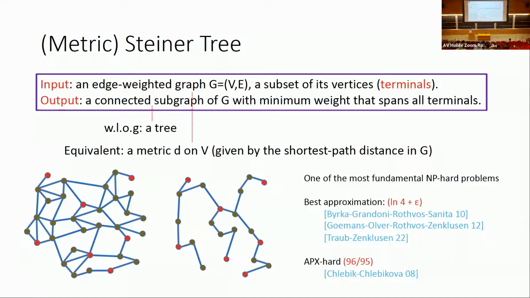It's regarded as one of the most fundamental NP-hard problems, and a lot of work has been dedicated to studying its polynomial time approximability. Up to date, the strongest approximation is slightly worse than ln 4, achieved by several independent works. And the strongest hardness result is only APX-hard, which rules out a 96/95 approximation unless P equals NP.